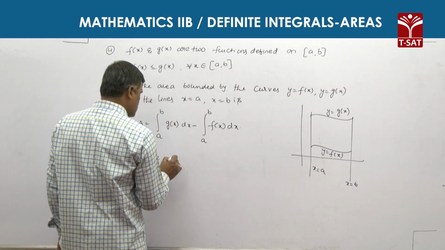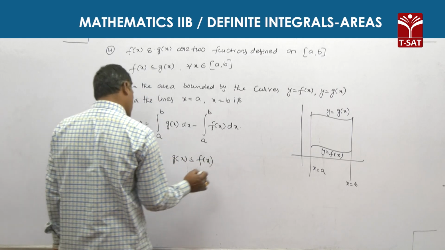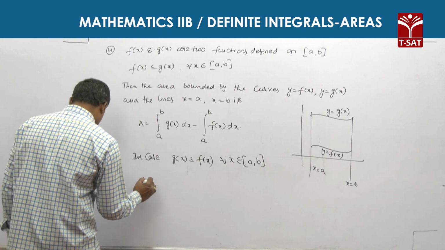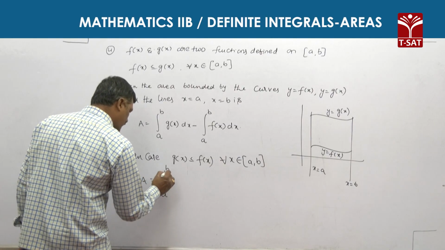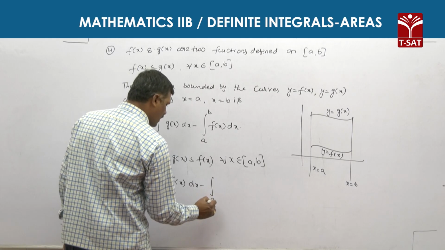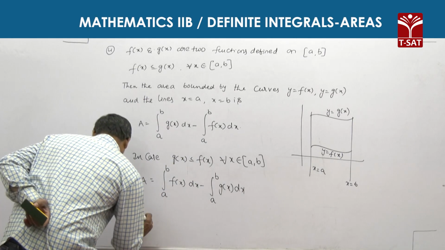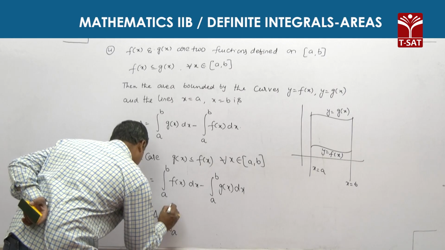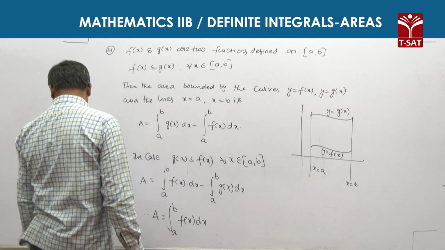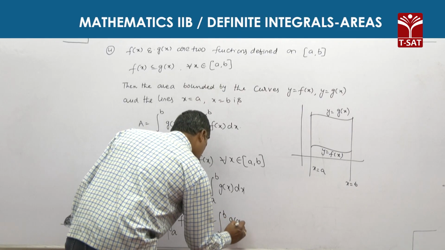In case g(x) is less than or equal to f(x) for all x belonging to the closed interval [a, b], therefore area A is equal to the integral from a to b of f(x) dx minus the integral from a to b of g(x) dx.